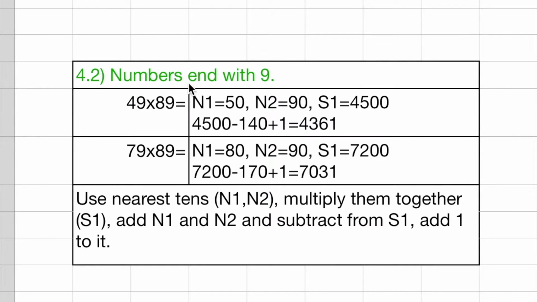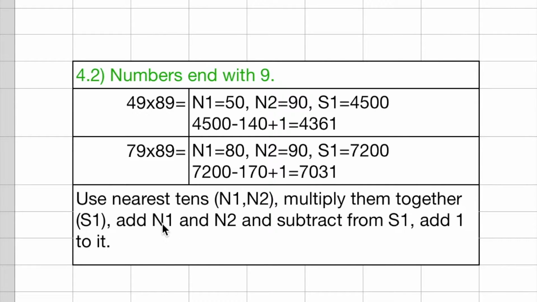Case number 2. Numbers end with 9. For example, 49 times 89. Here we use nearest tens, say n1 and n2. So n1 becomes 50, because the nearest 10 of 49 is 50. And n2 becomes 90 because the nearest 10 of 89 is 90. Then we multiply them together and we call that S1. So S1 becomes 50 times 90, which is 4500.